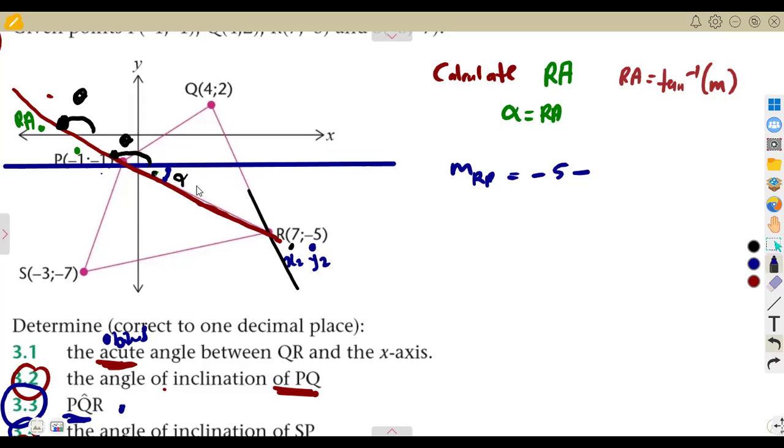So it's going to have -5 minus the Y value there. It was -1 over X2, that is 7, minus X1, which is -1 like this. All right, so this was going to give us the gradient of this line.